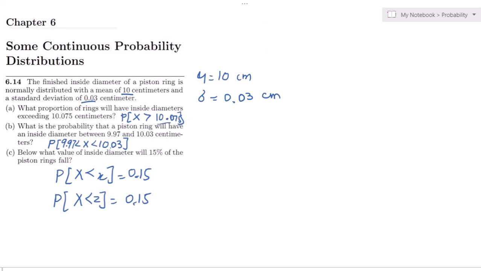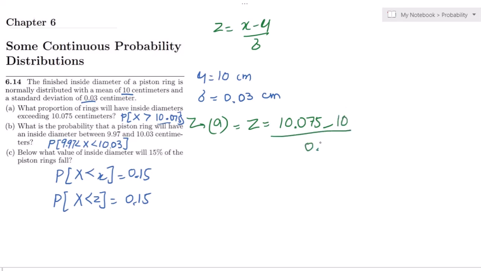So all these values are in the form of x, and in order to use the z distribution table and convert it into the standard normal distribution, we have to convert these values to z, and the formula for that is z equal to x minus mu divided by sigma. Now for part A, the value of z is 10.075 minus mu, which is 10, divided by 0.03.